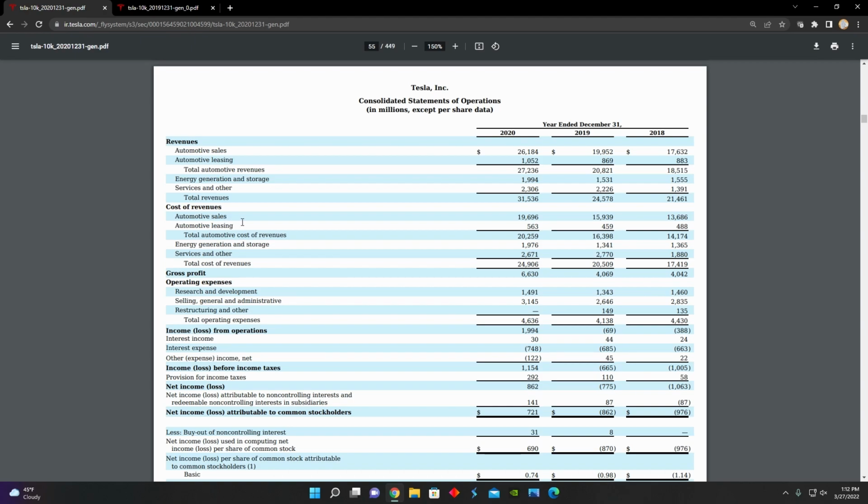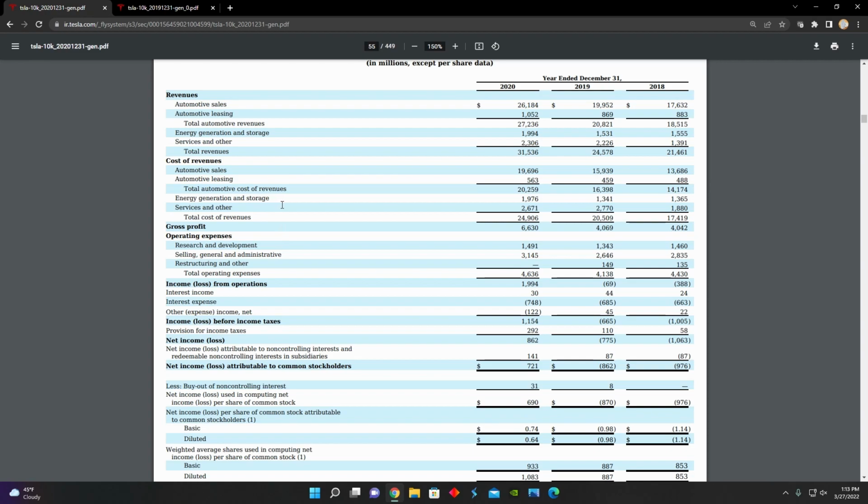Right here for automotive sales expenses, this basically is made up of direct parts, direct labor, and manufacturing overhead, as well as depreciation costs for tooling and machinery. Automotive leasing is the amortization of their leased vehicles over the lease term, and also the cost of goods sold associated with the direct sale leases and warranty expenses. And then they add those up. That gives them total automotive cost of revenues. That's just the two previous line items added together.